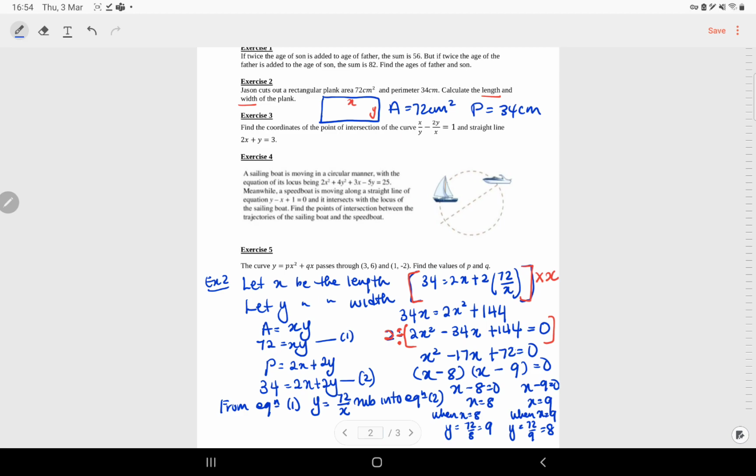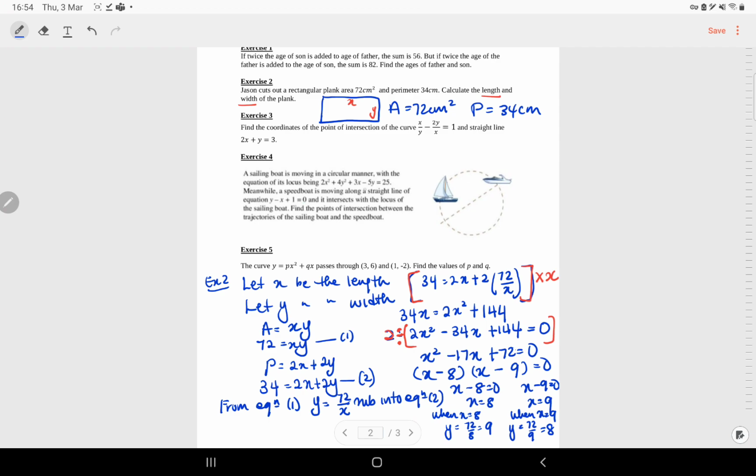it as, well, you have a sailing boat, and the sailing boat is going in circular motion, and the equation of the circle is 2x squared plus 4y squared plus 3x minus 5 equals 25, and you have a speedboat that intersects the circular motion of the boat. They want you to find the point of intersection where the boat will intersect the circular motion of the sailboat, and that equation is given here as y minus x plus 1 equals 0.